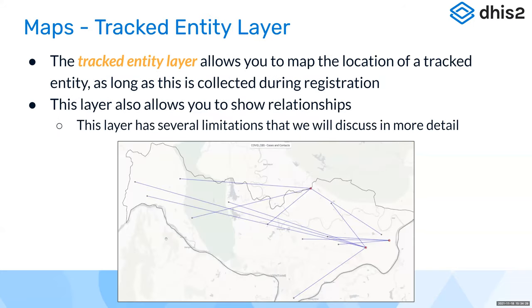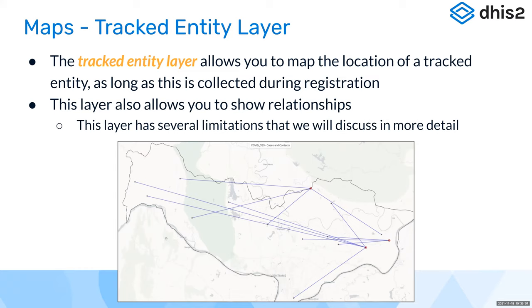We shall also be looking at how you can establish the relationship of cases and contacts. But at this time, the Maps app still has limitations, especially in establishing the relationships between the contacts and the index cases, because as of now, the Maps app doesn't allow you to do contact tracing through the relationships of, let's say, two programs.